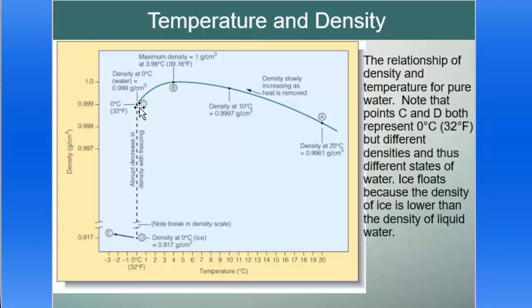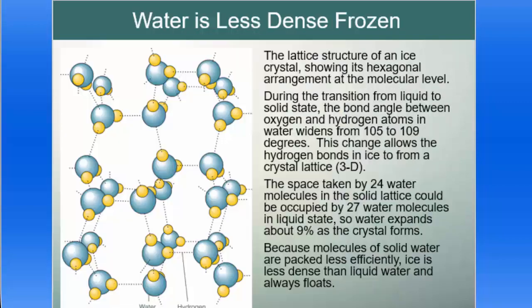This is still liquid water at 0.999 grams per centimeter. Once it freezes, the density of water goes down to 0.917. So you can see the density of frozen water is significantly less than the density of warm water or even cold water. And that's why ice floats. When the water freezes, the density of that same amount of water is much less and the ice floats.